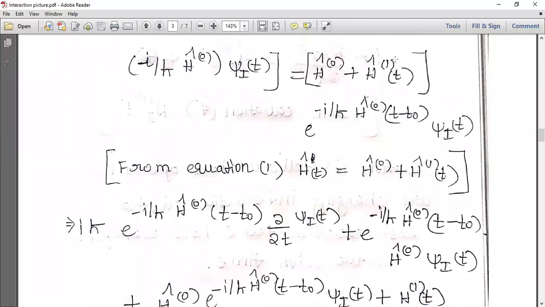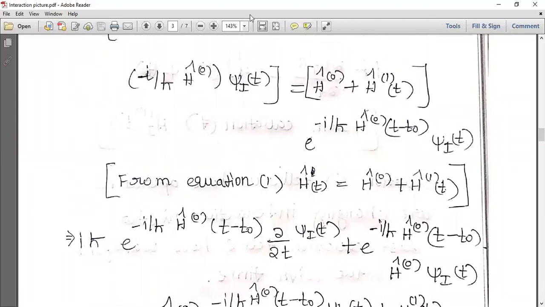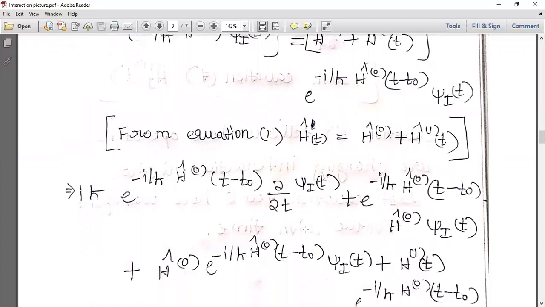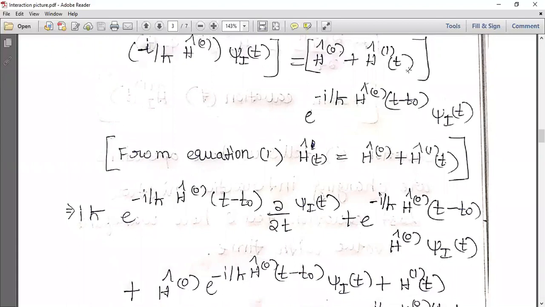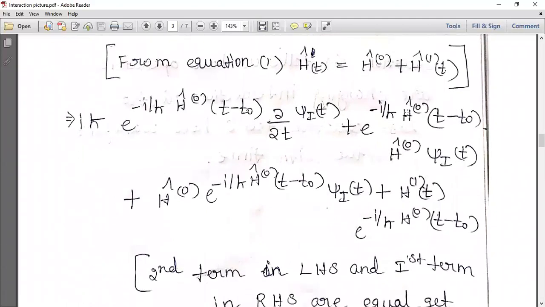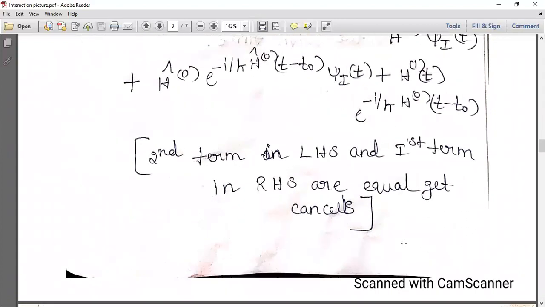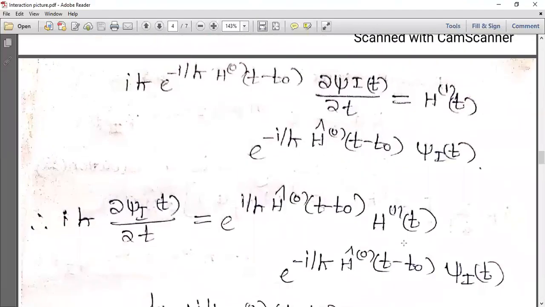Now we simplify. The left hand side will be the same as it is, and in the right hand side H0 and H1 of t will be included with this term. Now what does the equation become? Observe that the second term in the LHS and the first term in the RHS are equal, so both will cancel. Now we are left with this equation.